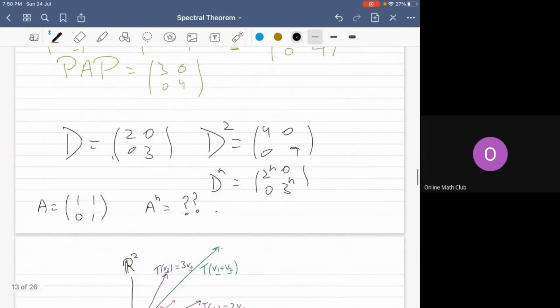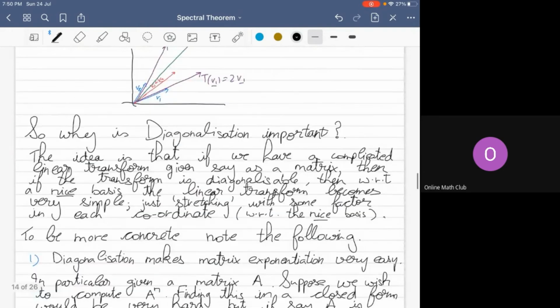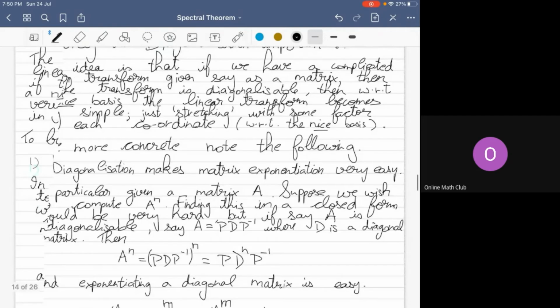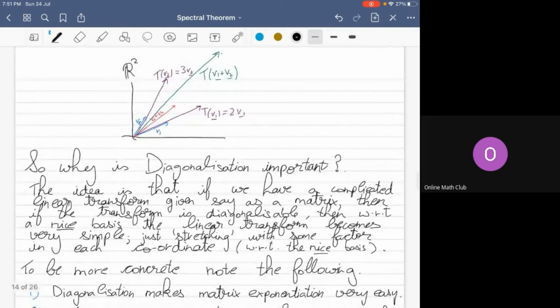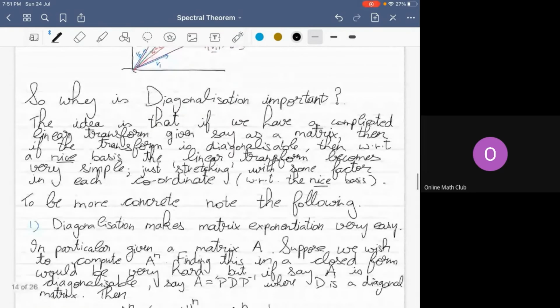So the idea is that diagonal matrices are simple and we can easily tell, for example, whether they are invertible, and we can easily exponentiate them. We can easily calculate their determinant by taking the product of the diagonal values.